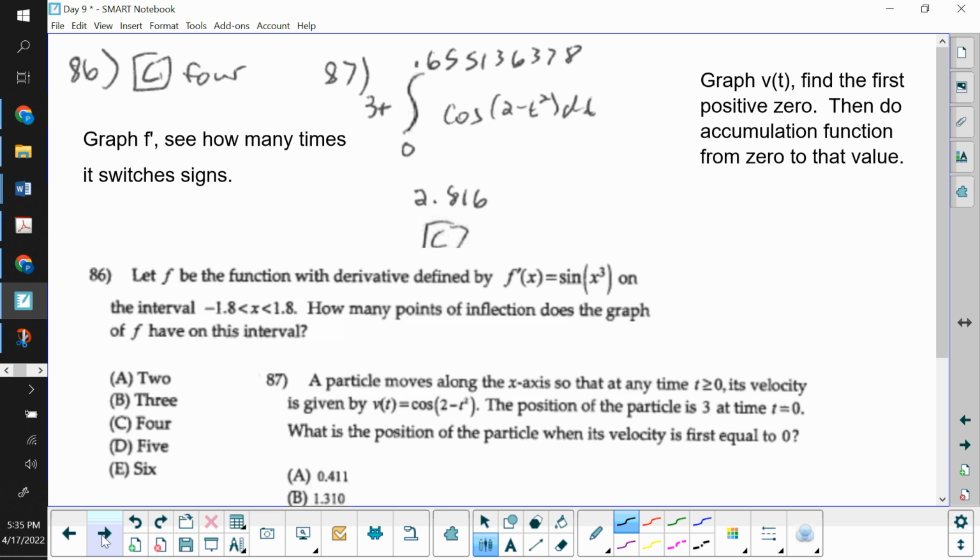In 87, start out by graphing v of t, and we want to find, using our calculator, the first zero that's right of x equals 0, so the first positive zero. And then we'll do an accumulation function. We've got to have the 3 out front, because that's where we are, we're at t equals 0, and then the integral from 0 to that value that we found, and that ends up giving us choice C.